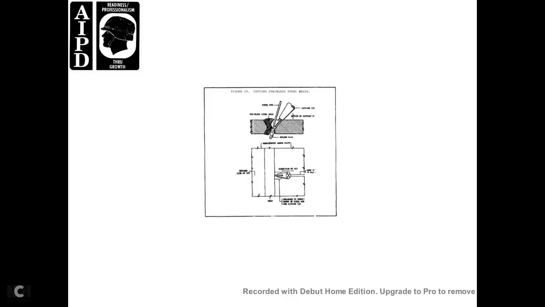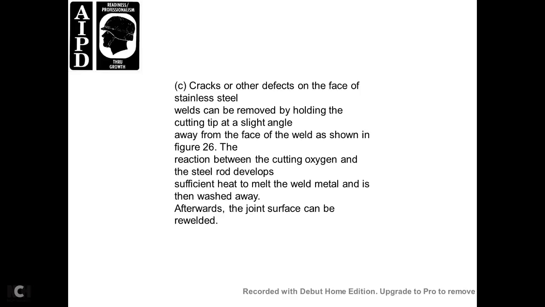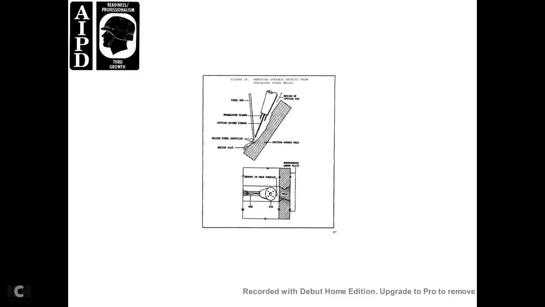Cutting tip, steel rod, depth of the cutting tip, then steel welding weld. Crack the defect face of the stainless steel weld to remove it, holding the cutting tip at a slight angle away from the face of the weld, shown in Figure 26. The reaction between the cutting oxygen and steel rod develops sufficient heat to melt the welded metal and then wash away, after which the joint surface can be re-welded.